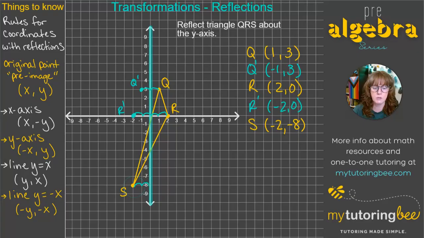S is 2 units away on the left-hand side of the y-axis. So then we would count 2 over to the right, and that's where S prime would be. S prime being positive 2, negative 8. And let's go ahead and connect those points with some straight lines for that reflected triangle.